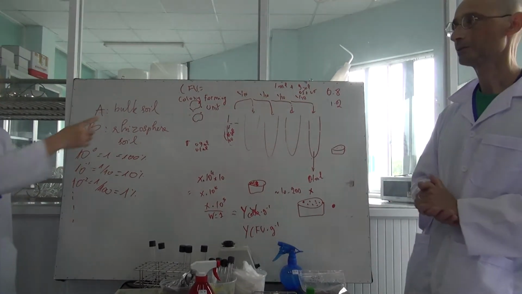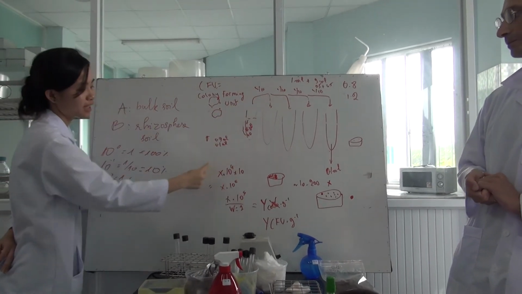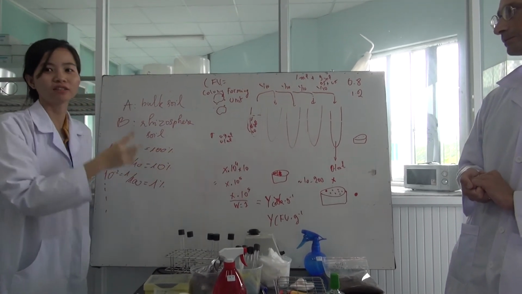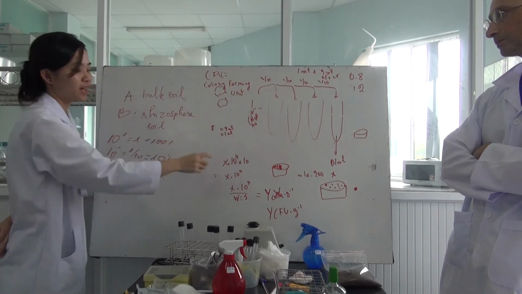Dạ, trong trường hợp mình chọn cái thể tích khác thì để mình giữ nguyên cái tỷ lệ là 1/10 thì cách tính kết quả cũng y chang, không thay đổi. Trừ trường hợp mình chọn cái tỷ lệ khác, ví dụ như 1/2 thì mình sẽ thay đổi cái chỗ đó.